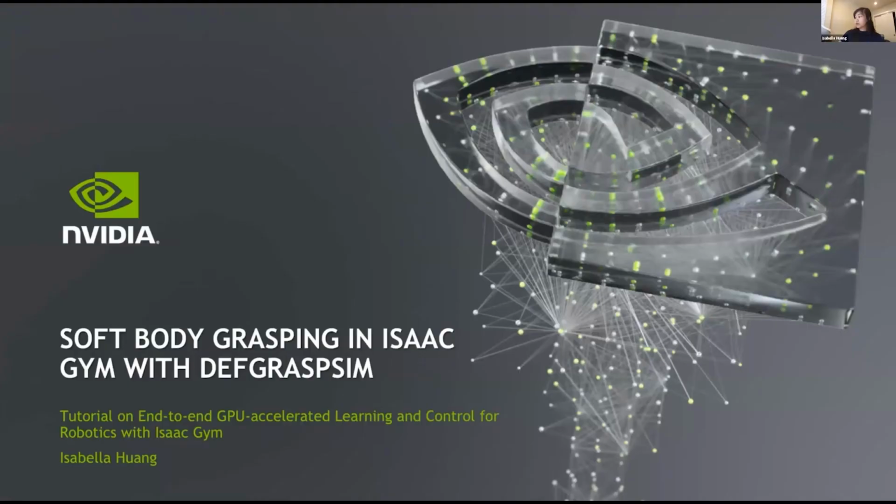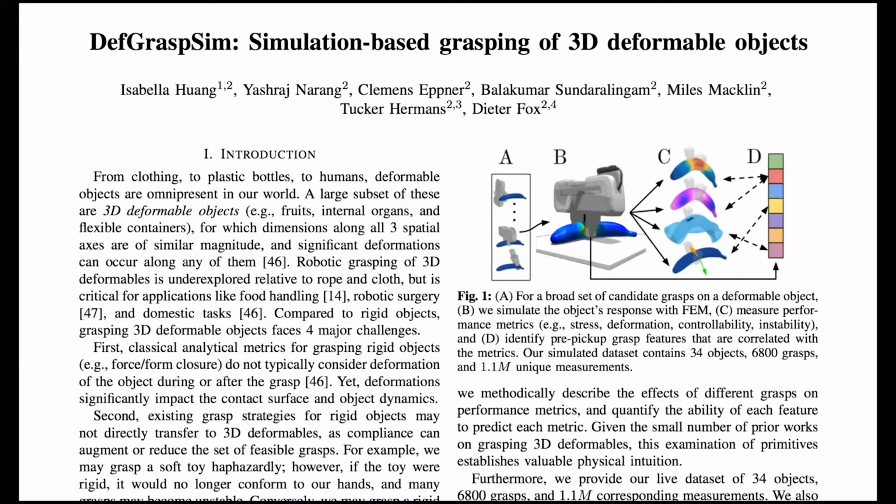Hi everyone, my name is Isabella. I'll be taking over for the next part of this presentation. I'll be talking about evaluating grasps on deformable objects with DefGrasp Sim. DefGrasp Sim is the accompanying codebase and dataset for our paper that will be presented at the DOSIM workshop. It's a pipeline that automatically evaluates grasps on deformable objects using Isaac Gym. Today I'll be explaining how researchers can work with this code.